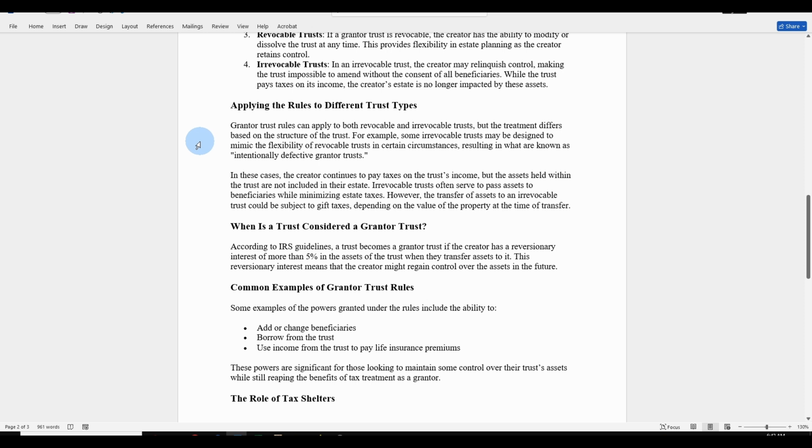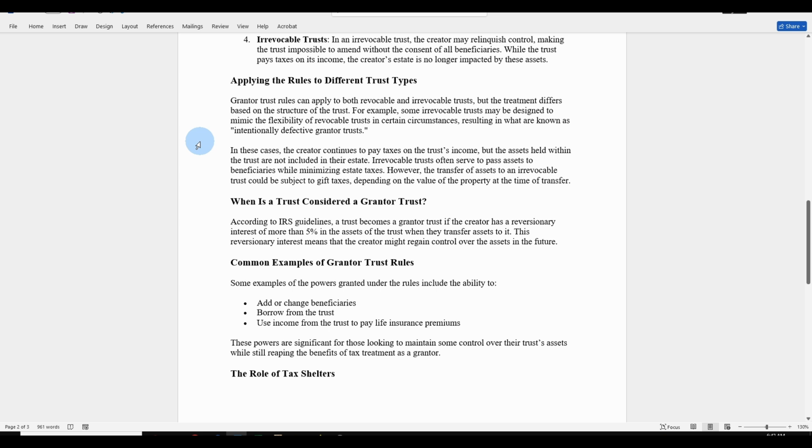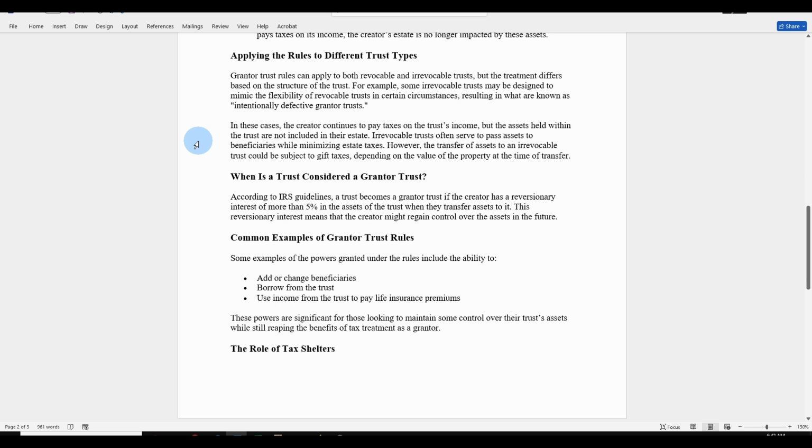Applying the rules to different trust types. Grantor trust rules can apply to both revocable and irrevocable trusts, but the treatment differs based on the structure of the trust. For example, some irrevocable trusts may be designed to mimic the flexibility of revocable trusts in certain circumstances, resulting in what are known as intentionally defective grantor trusts. In these cases, the creator continues to pay taxes on the trust's income, but the assets held within the trust are not included in their estate. Irrevocable trusts often serve to pass assets to beneficiaries while minimizing estate taxes. However, the transfer of assets to an irrevocable trust could be subject to gift taxes depending on the value of the property at the time of transfer.